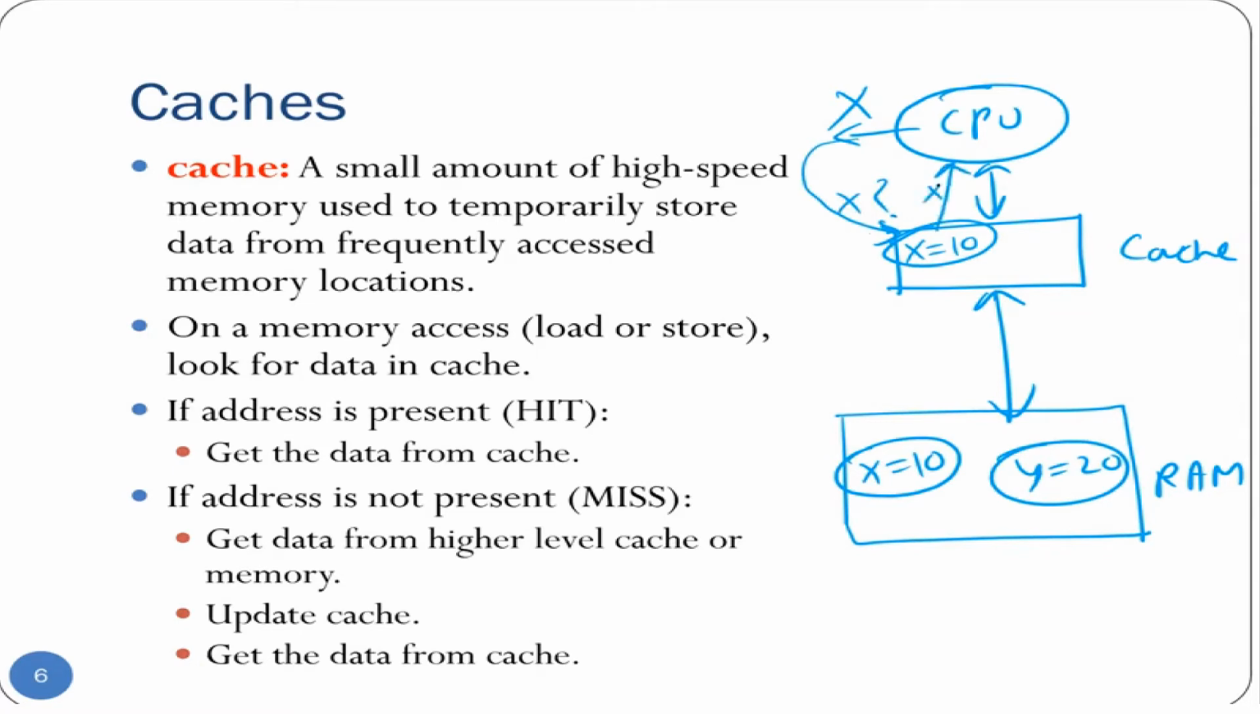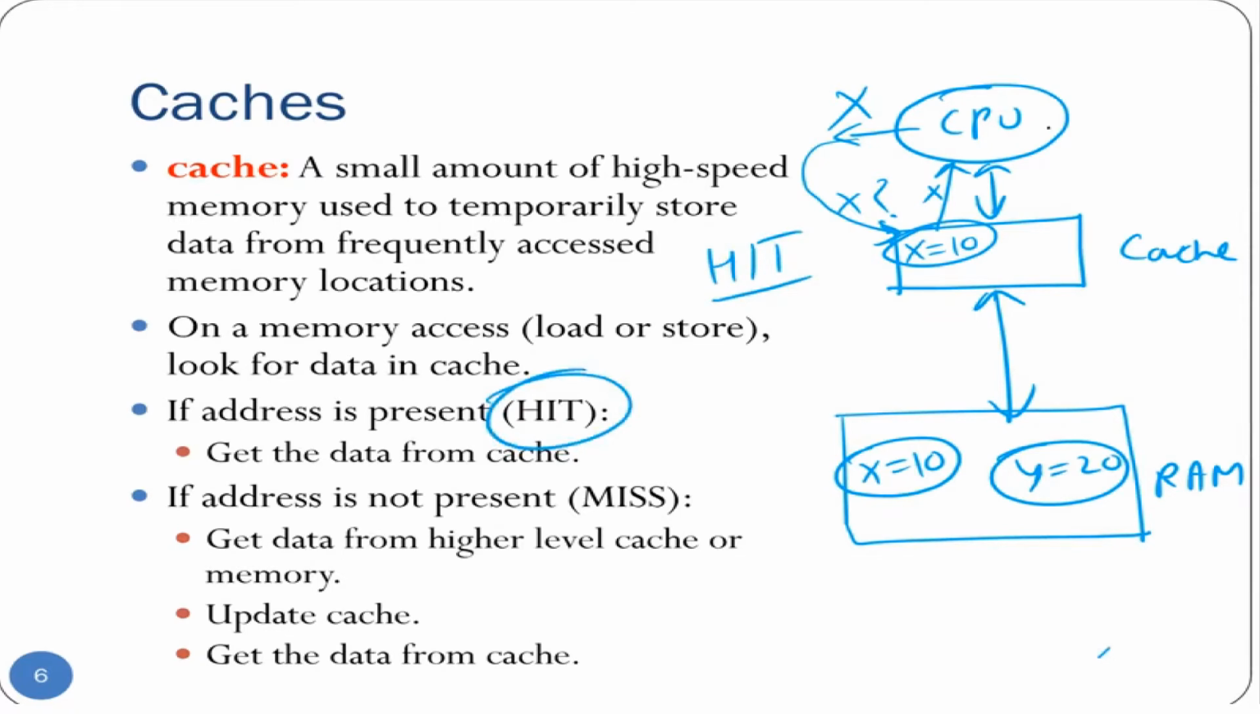Now note that anytime we are looking for a value and it is found in the cache, this is known as a cache hit. This is an important term you should remember. A cache hit is when you are looking for data in the cache and it is found there.